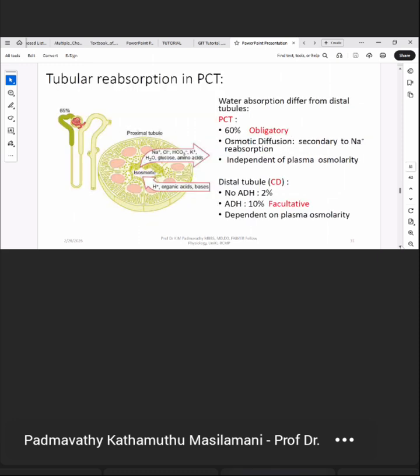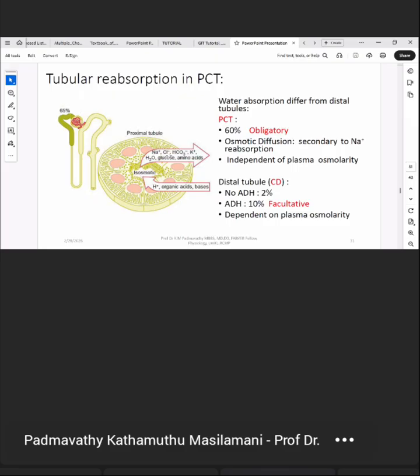Okay, coming to the tubules. So after the glomerulus, there is the proximal convoluted tubule, and then the loop of Henle. The loop of Henle has the descending limb and ascending limb, and thick ascending limb. Then the early part of the distal convoluted tubule and the late distal convoluted tubule, and then the collecting tubule and collecting duct. So what is special about the proximal convoluted tubule? Actually, 65% of absorption is taking place in the proximal convoluted tubule.